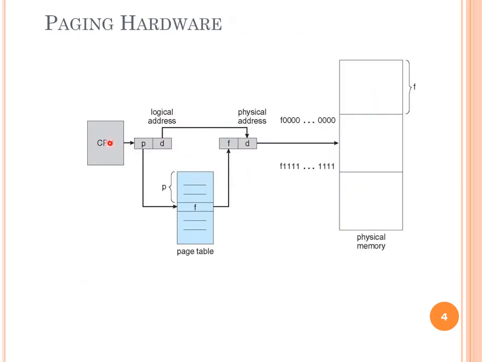Here is an example where the CPU generates a logical address which has two parts, the page number and the offset, represented by P and D respectively. The page number is used to index into the page table to find the corresponding frame number, and to this frame number the offset is added to generate the actual physical address of the process, which is stored in the physical memory.